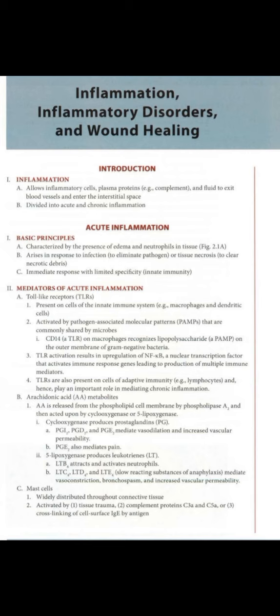Step 4: Transmigration and chemotaxis. Leukocytes transmigrate across the endothelium of postcapillary venules and move toward chemical attractants, chemotaxis. Neutrophils are attracted by bacterial products, interleukin 8, C5a, and LTB4.